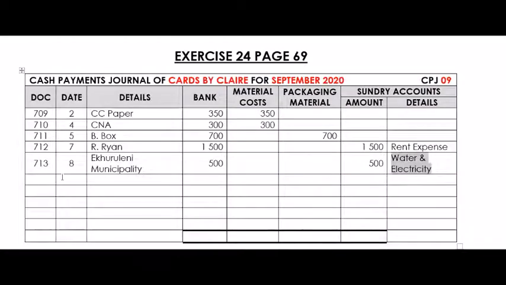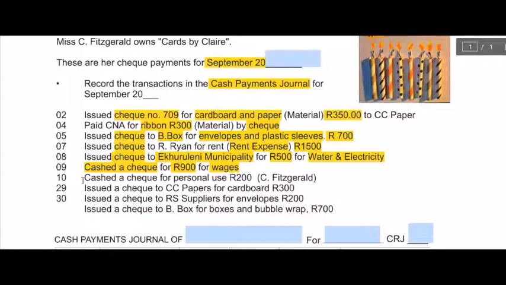Okay, so 714 on the 9th, cash, 900 Rand for wages. I highlighted this in yellow because it's very important. Don't write wages in this details column, write cash. Then the next transaction was on the 10th.